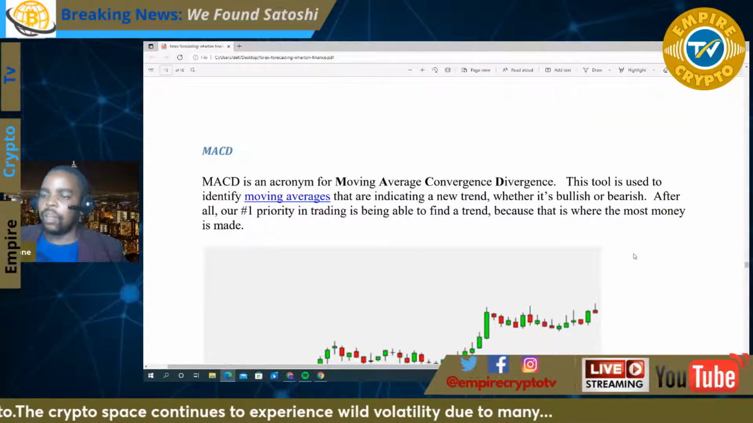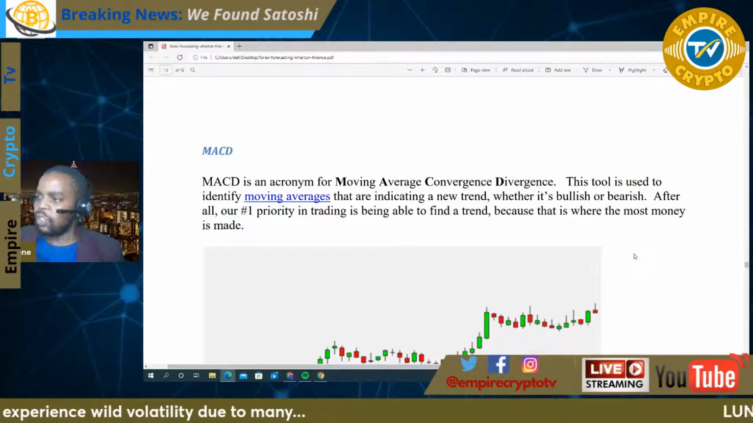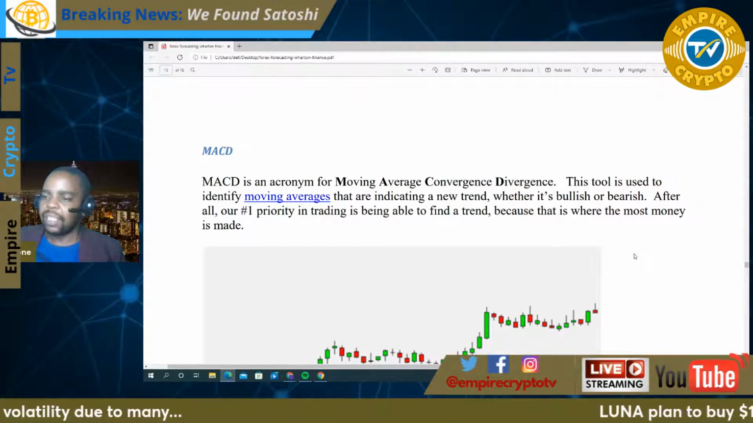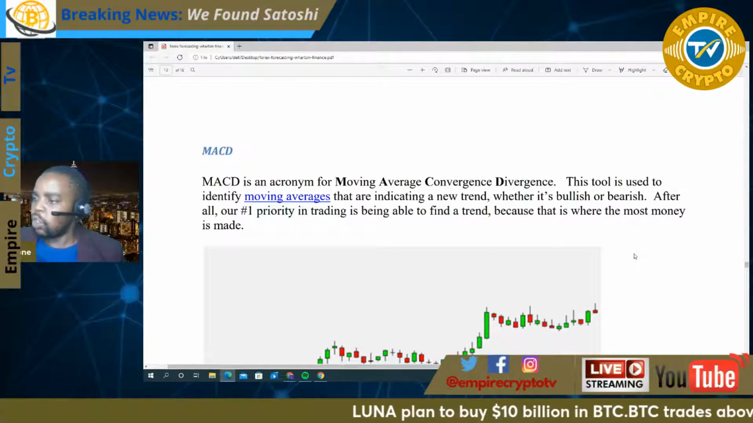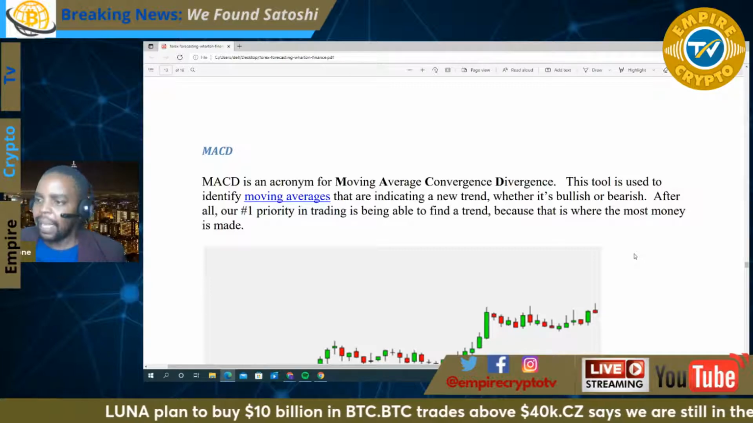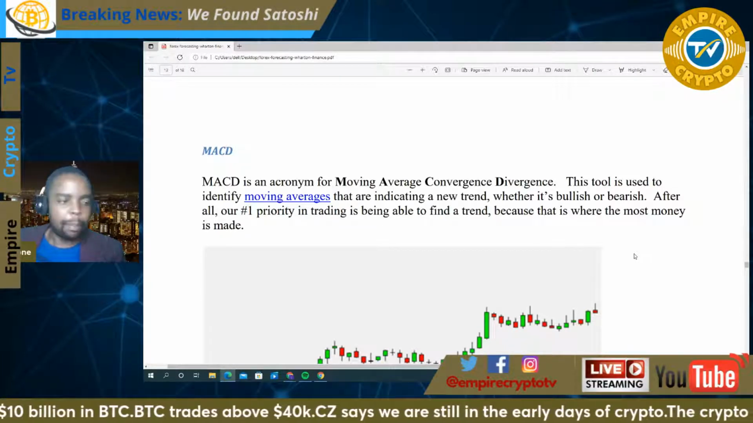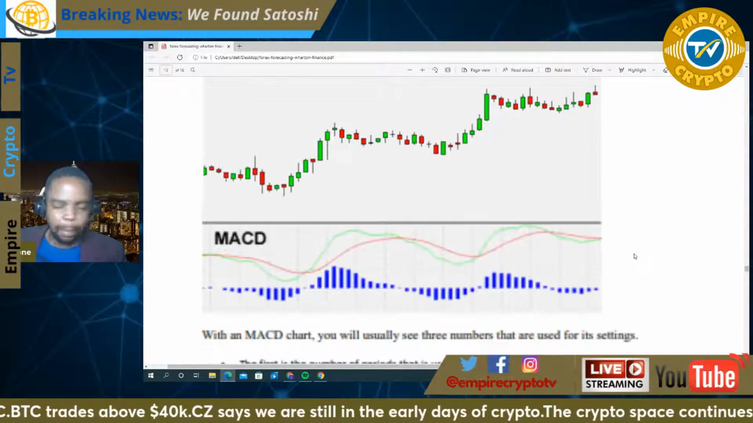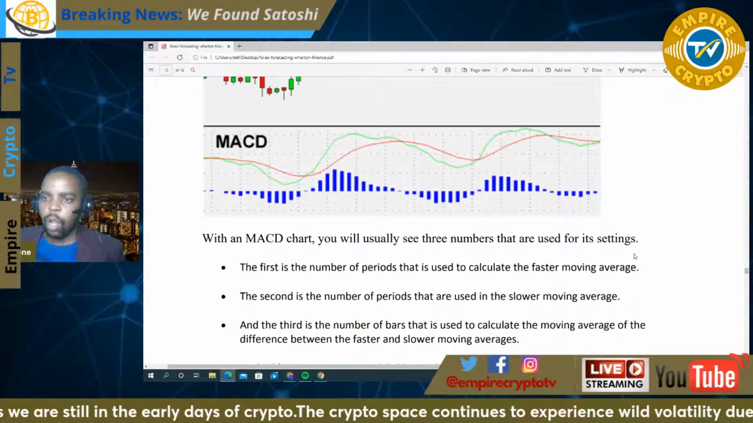MACD is an acronym for moving average convergence divergence. This tool is used to identify moving averages that are indicating a new trend, whether it's bullish or bearish. After all, our number one priority in trading is being able to find trend, because that is where the most money is made, which is quite true. Now, this is just a textbook example of the MACD.